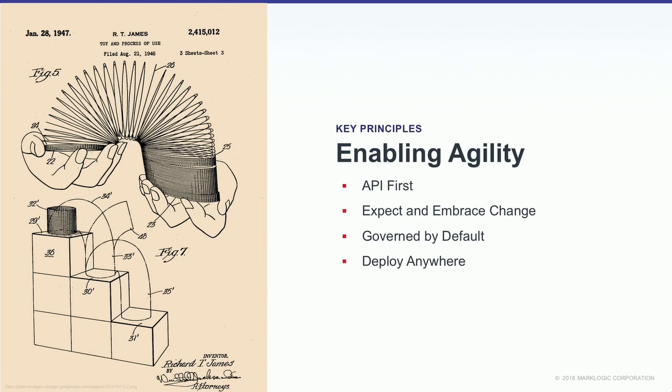Govern by default is about ensuring that all access to your data is according to your policies. And as such, that needs to be enforced at the data layer, and it can't be entrusted to an application. And finally, deploy anywhere. Deploy anywhere gives you the flexibility to deploy on-prem or in the cloud or a mix of both, and to scale up, scale down without having to compromise on the availability in your system.